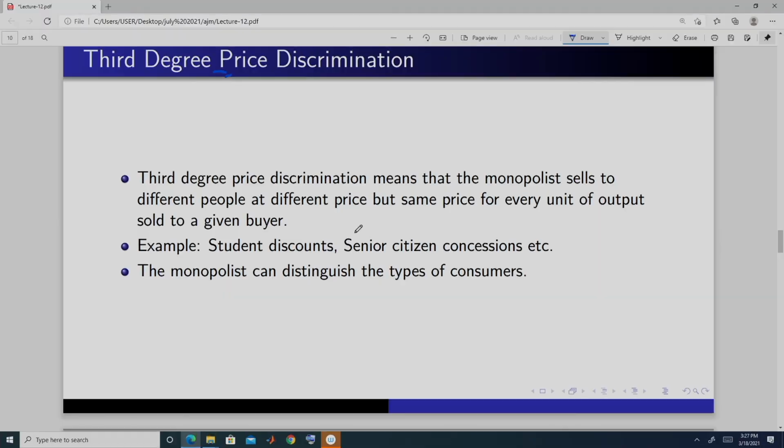So, that is why this is different from the first degree, because in first degree you do both. You can charge different prices to different consumers, and also you can charge different prices for different quantities to each consumer. But here you charge the same price per unit for any amount they are buying, but you can differentiate in terms of the types of consumer. So, the informational requirement is much less compared to the first degree price discrimination.